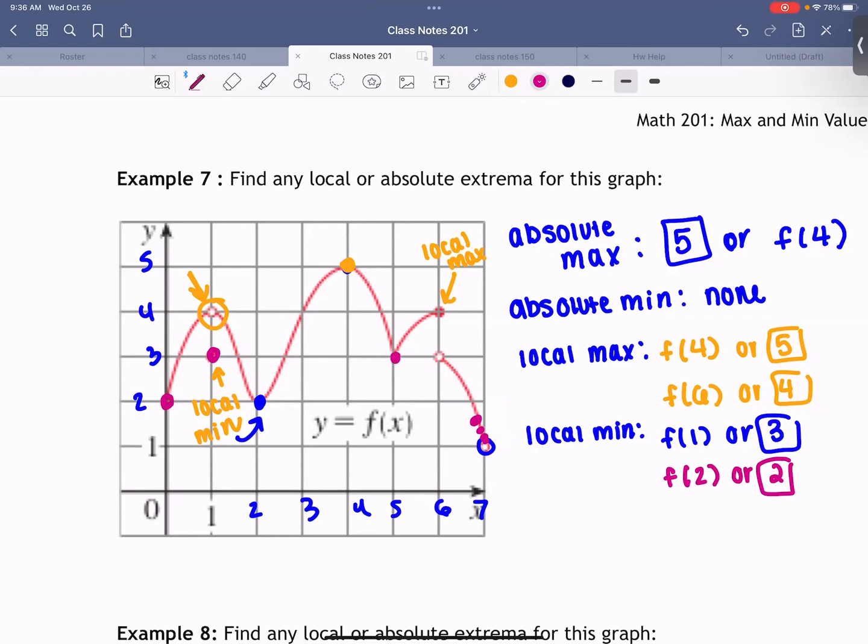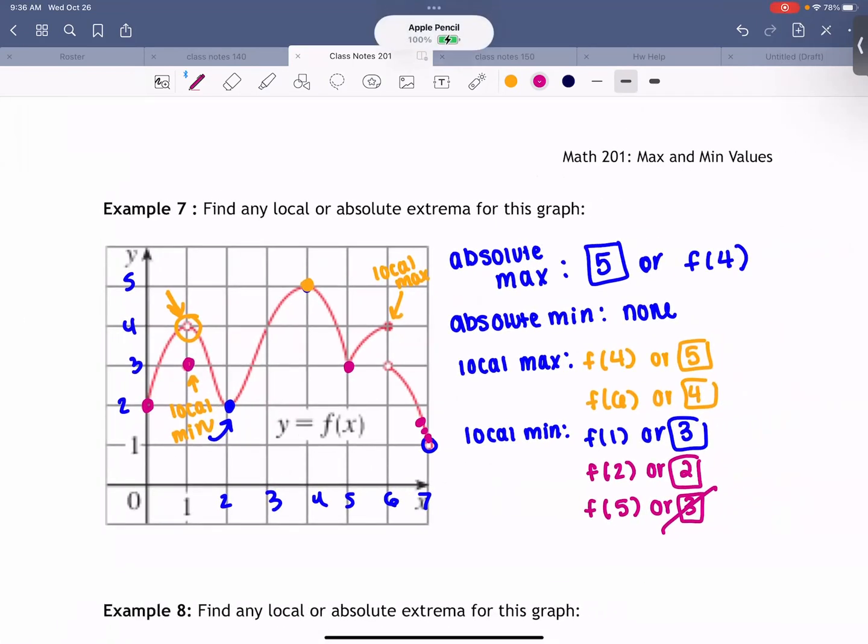F of 5, right? This is an example of a local min as well. So f of 5 or 3 is another local min. I guess I wrote 3 twice, so I really don't have to write 3 again, but f of 5 definitely is a local min. Okay, I think that example was a very crazy example. I think it took everything into context here.